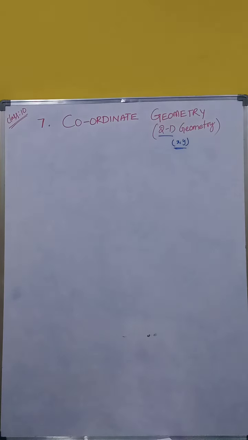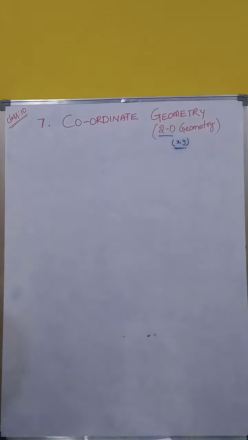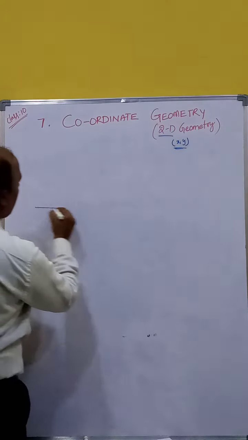What is x and y? X is the x-axis coordinate, y is the y-axis coordinate. In class 9 we have seen how to locate the position of a point on a plane. For that, what is the required thing? We require a pair of mutually perpendicular lines.